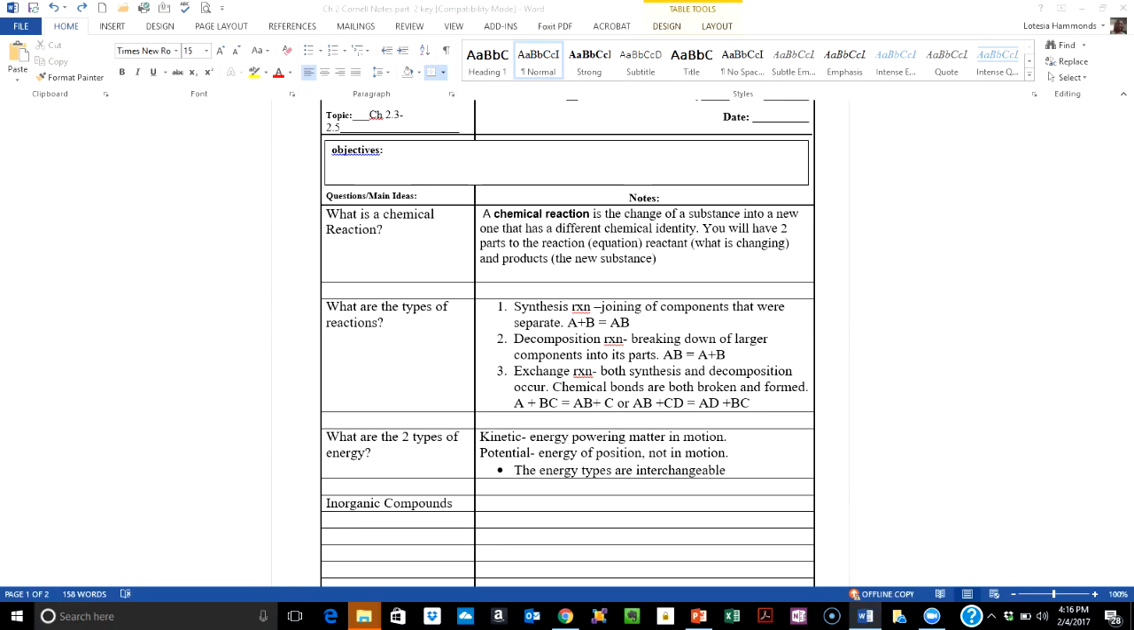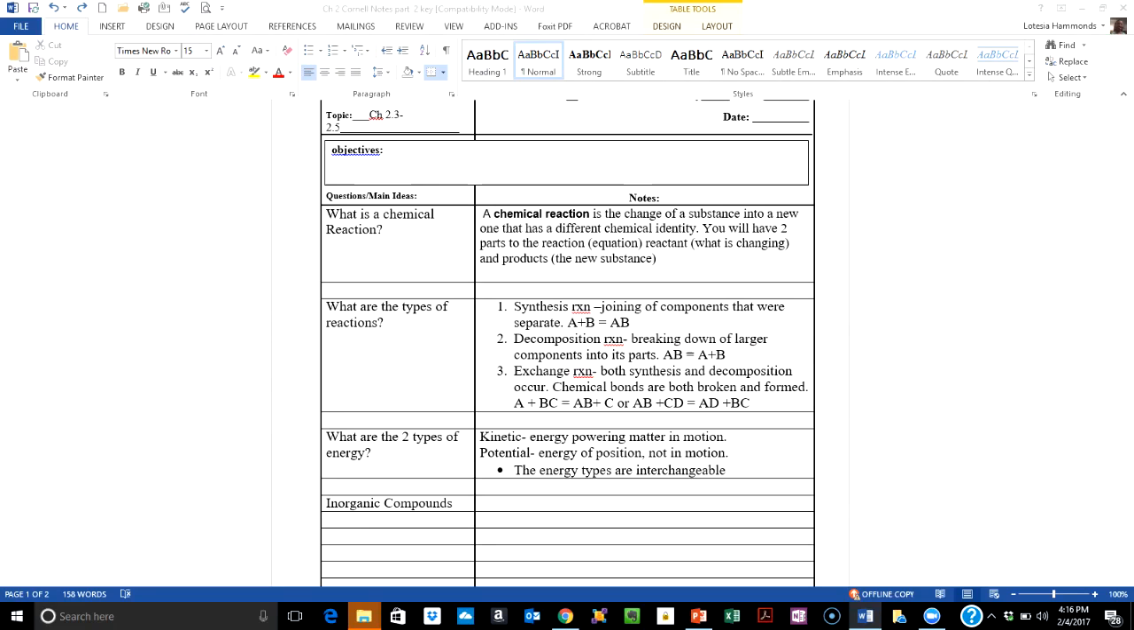Finally, the third example is your exchange. In an exchange reaction, you're going to have both a synthesis and a decomposition happen. Chemical bonds are both broken and formed in exchange reactions. If you look at the examples under 3, you have A + BC, and the product is going to be AB + C. If you look at the original and then the new product, you see that the A and the B were joined after B and C were separated.